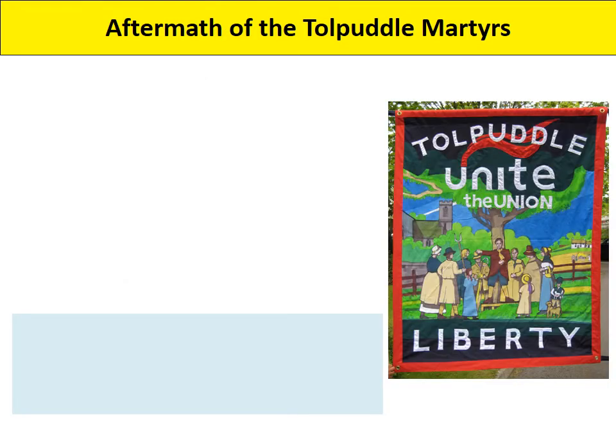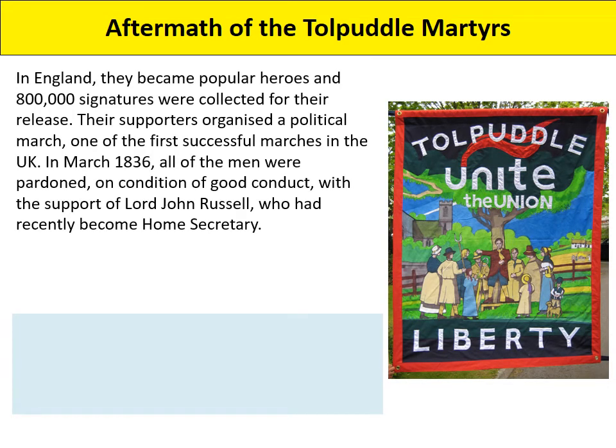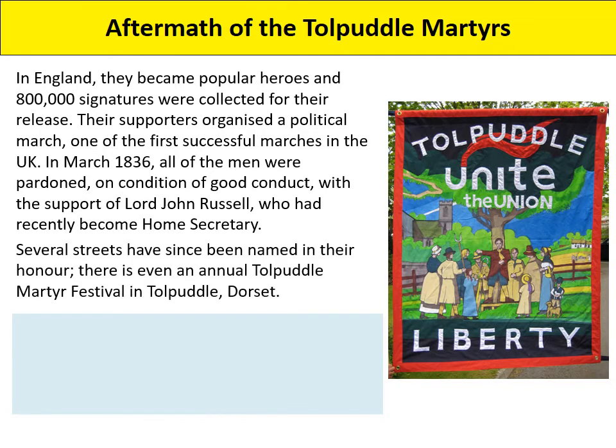So what was the aftermath? So in England, they were popular heroes. As we've said, 800,000 signatures were collected for their release. They organised a march, and in 1836 they were pardoned. Several streets have since been named in their honour.